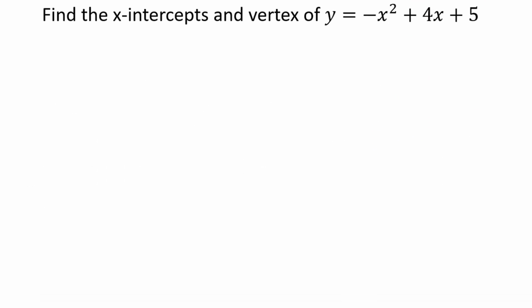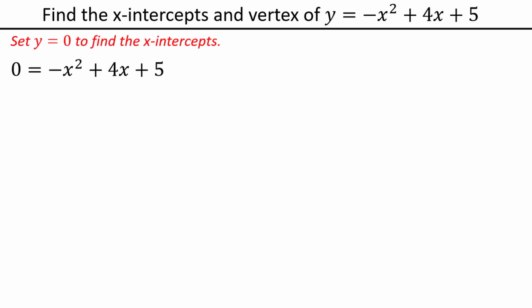Consider the equation negative x squared plus 4x plus 5, which is a parabola. Let's say we want to find the x-intercepts and the vertex. The easiest way to find the x-intercepts is to set y equal to 0, as we know the x-intercepts occur when y is equal to 0, as y equals 0 is the x-axis.